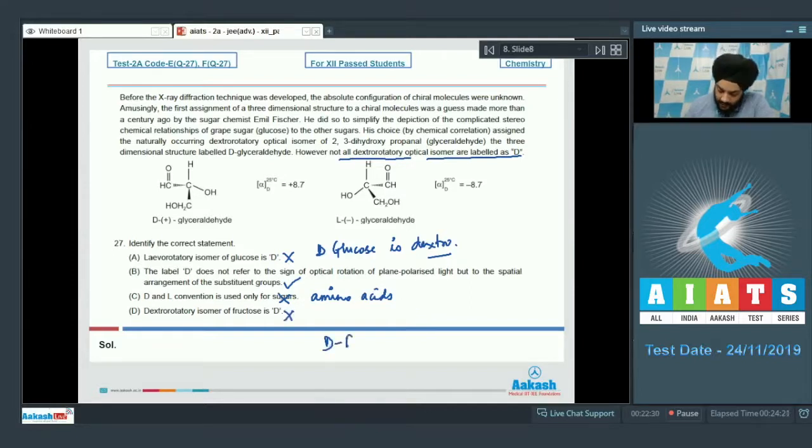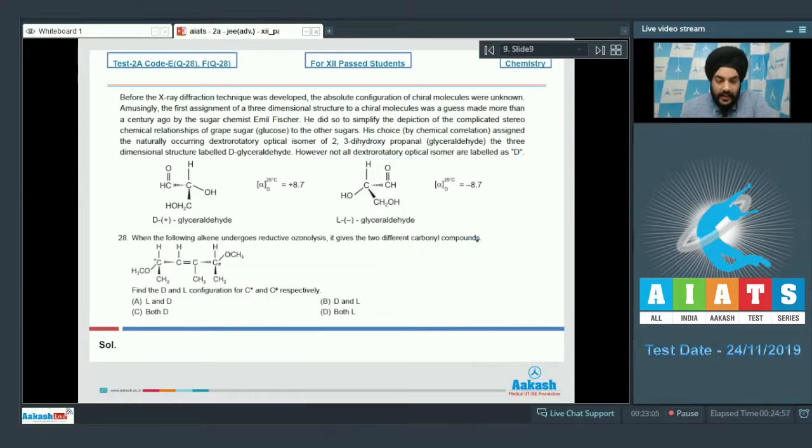D fructose is levorotatory. So we know this fact, as sucrose is also called as inversion sugar. So sucrose is dextrorotatory, but when it is hydrolyzed to the formation of fructose, it has a levorotatory nature. Okay. So out of the given statements, student, only the statement given in option B is correct. So for question number 27, we have to mark the answer as B. Let us look at the next question now.